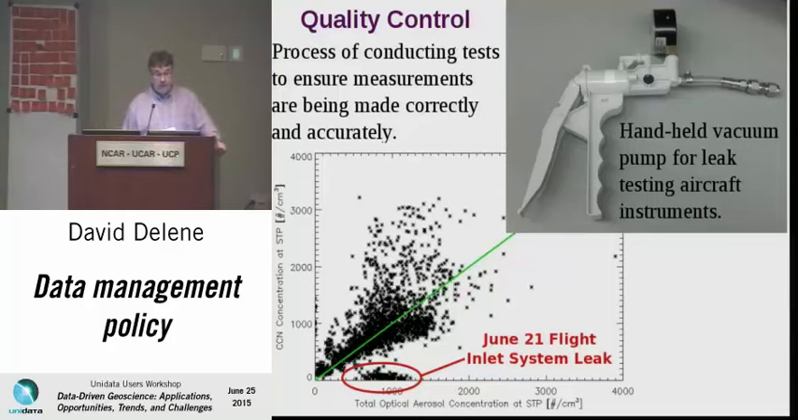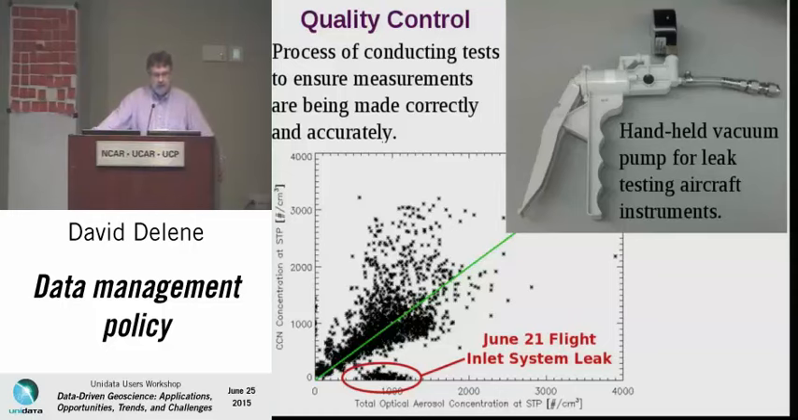But where you're really busy doing quality control, this is a process of conducting tests to ensure the measurements are made correctly and accurately. This is not calibrations. The instruments should be calibrated before the field project. A lot of times we use methods similar to those we use for calibrations.